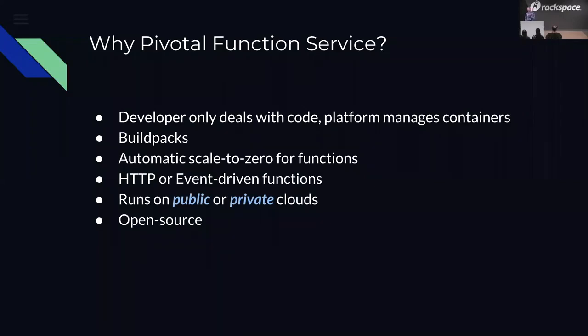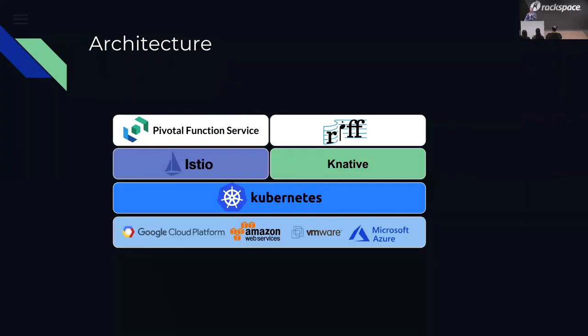So here's the architecture. At the bottom, you have your IaaS layer. It could be VMware, it could be Azure, GCP. Got Kubernetes on top. We use Istio for routing between containers. Knative is what actually builds our functions for us. And then Project Riff and Pivotal Function Service are what gives us the API on top of that. So let's do a demo.